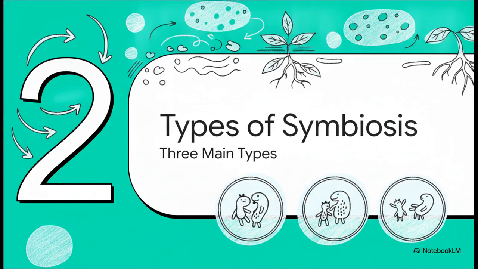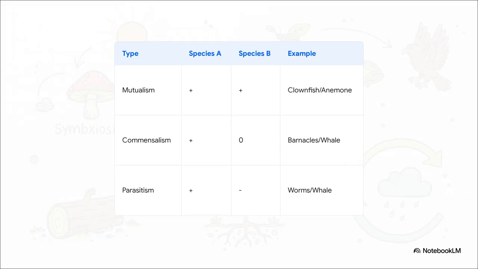Moving right along to Section 2, let's look at the 3 specific types of symbiosis. Check out this table. It's a perfect visual rubric for these relationships. We're using a really simple plus, minus, and zero system here to label the exact dynamics. Look at the top row, mutualism. Species A gets a plus, and species B gets a plus. Both species benefit, like the clownfish gaining a safe home and the anemone getting a good cleaning.